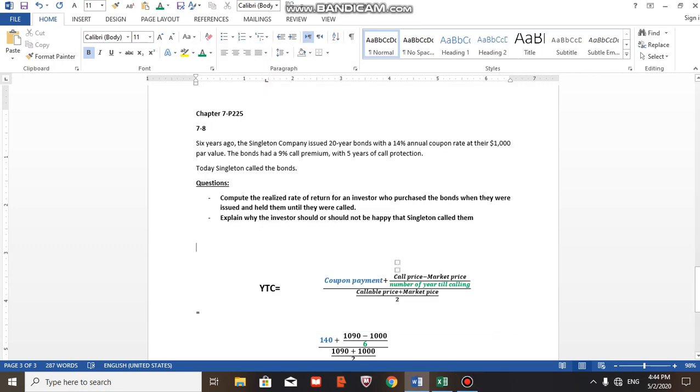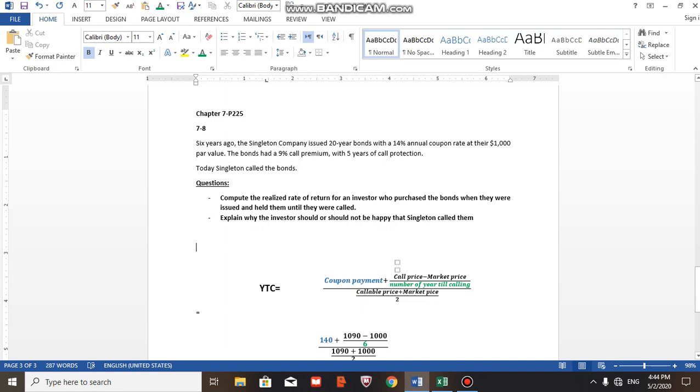We continue with chapter 7 on page 225 and we move to application number 78. What do we have in this application? 6 years ago, the Singleton Company issued 20-year bonds with a 14% annual coupon rate at $1,000 par value. The bonds had a 9% call premium with 5 years of call protection.